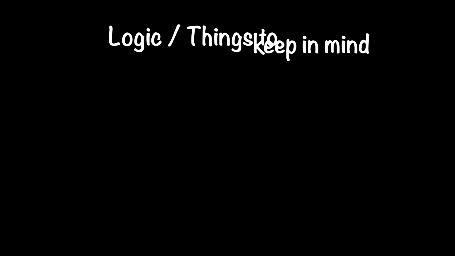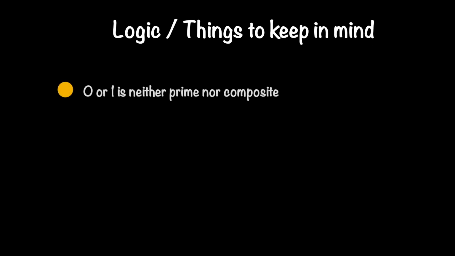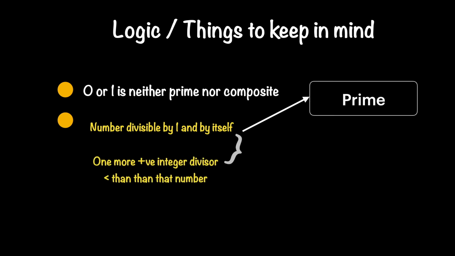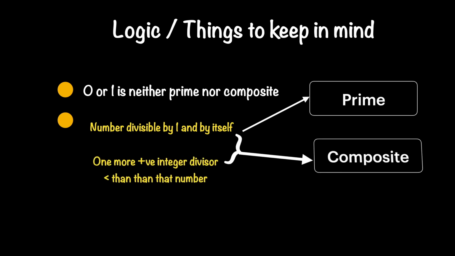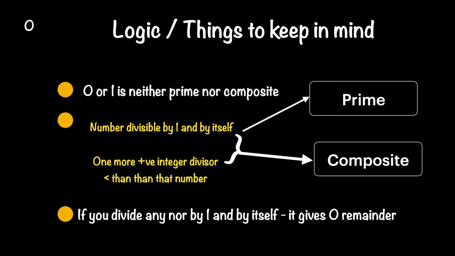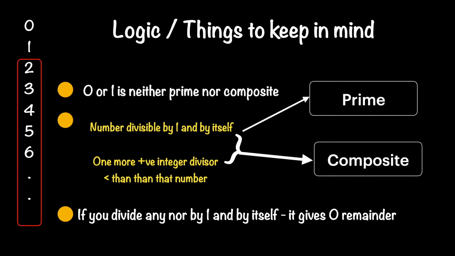Here are some of the things that you need to keep in mind while solving this problem statement. The first thing is that 0 and 1 are neither prime nor composite, so while writing the code, you need to handle this condition. The next thing is that if the number is only and only divisible by 1 and by itself and has no other divisor, then we can call that number a prime number. Otherwise, it will be called a composite number. The last thing is that if you divide any number by 1 and by the same number, you will get the remainder as 0. So the conclusion here is that you need to check whether the number is composite from 2 till n-1.